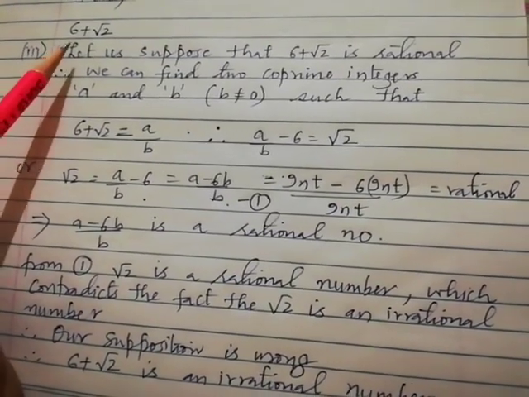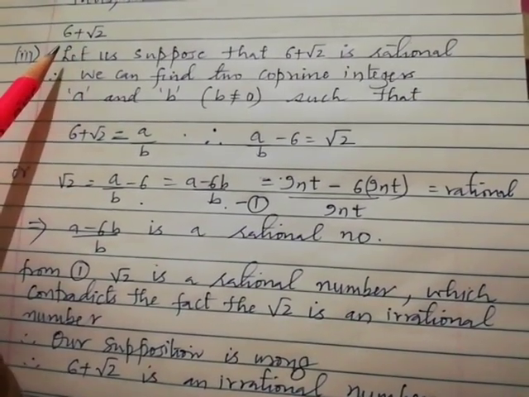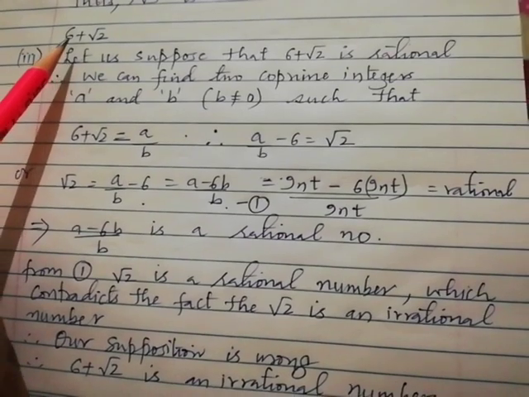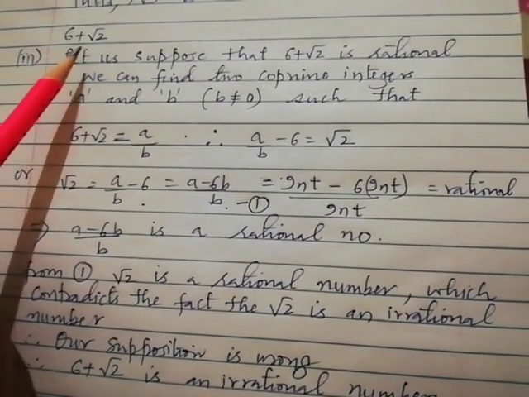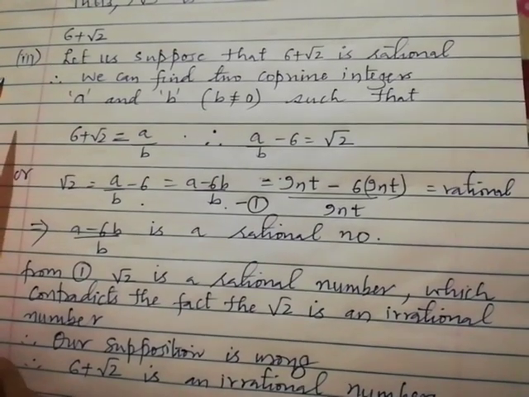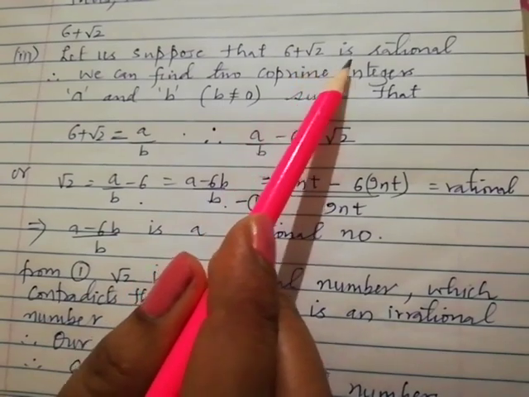Now third part, 6 plus root 2. We have already proved root 2 is an irrational number. So we have to prove 6 plus root 2, that is a rational and an irrational number. The addition of a rational and irrational is irrational. So again we prove it by the method of contradiction. So let us suppose that 6 plus root 2 is rational.